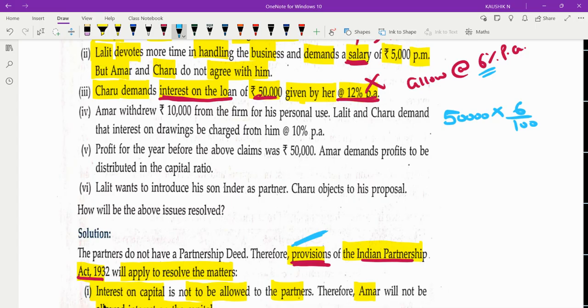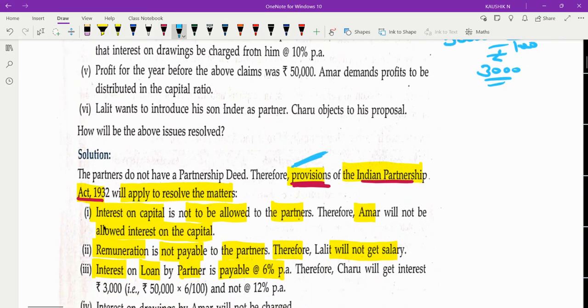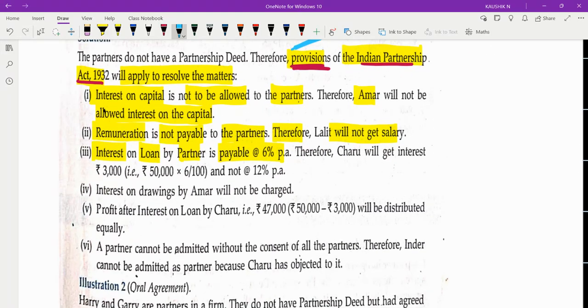Then what will you do? The loan amount into rate by 100. That's it. Okay, loan amount into rate by 100. So the common two zeros get cancelled. 500 into 6. 5 sixes are 30, followed by two zeros. So the interest will be rupees 3,000. So this is the interest which we have to allow. That is the amount to be shown also.